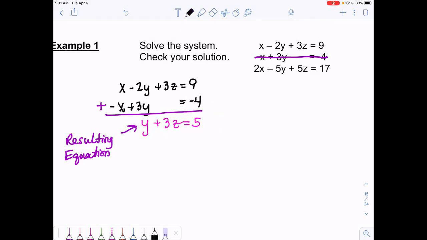So I still have the x minus 2y plus 3z equals 9. But once I added the first two equations together, the resulting equation replaces that middle equation. So my middle equation is now y plus 3z equals 5. Notice now it kind of looks like a stair. I have one equation, the first one with 3 variables, and the second equation no longer has an x. It's gone. So I have kind of the row echelon form starting to happen, Peter.